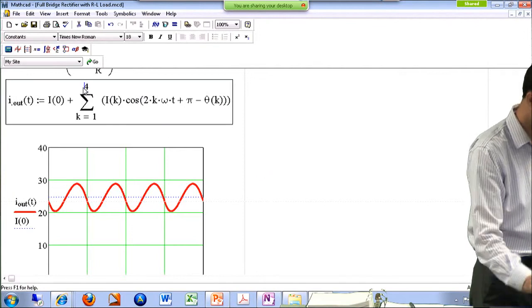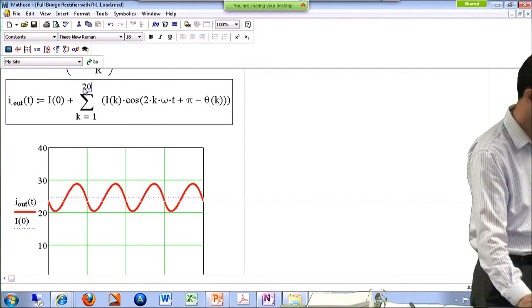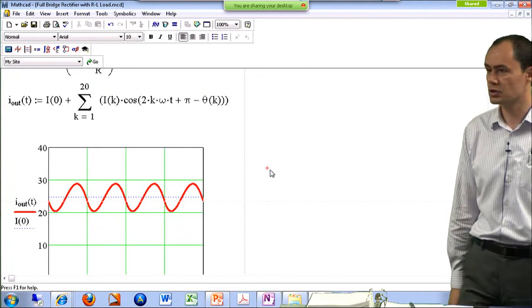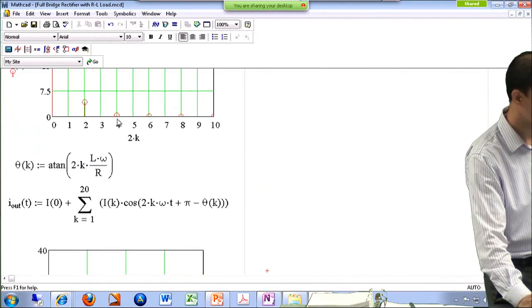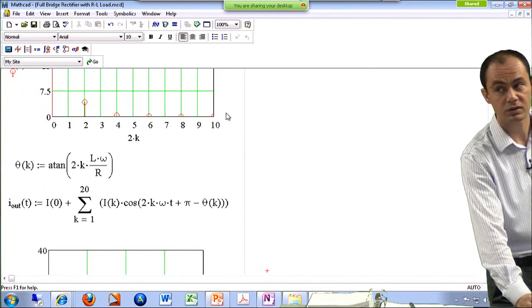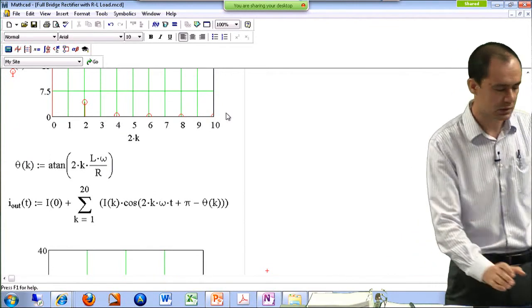But hey, it's a computer, it doesn't matter, so I just put 20. And you can see it didn't really change much. The reason is the magnitude of the harmonics, when k gets larger than 4, is almost 0, so it really doesn't matter if I include them or not, basically.